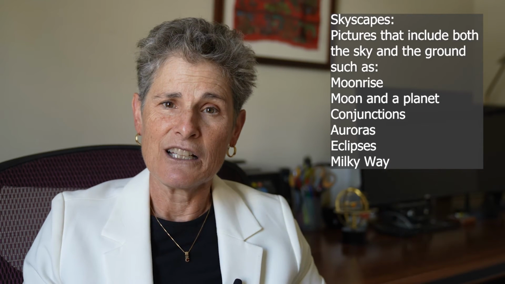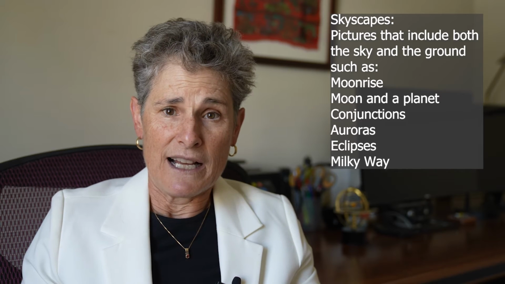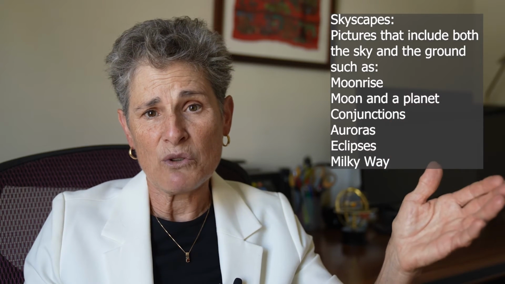Skyscapes are pictures that include both the ground and the sky, something like the moon rising over a skyline, a moonrise or a moonset, a crescent moon with a planet, an aurora, a conjunction, things like that. And then I said in part two, we would process those skyscape photos in Photoshop. So that's what we're going to do in this part two.